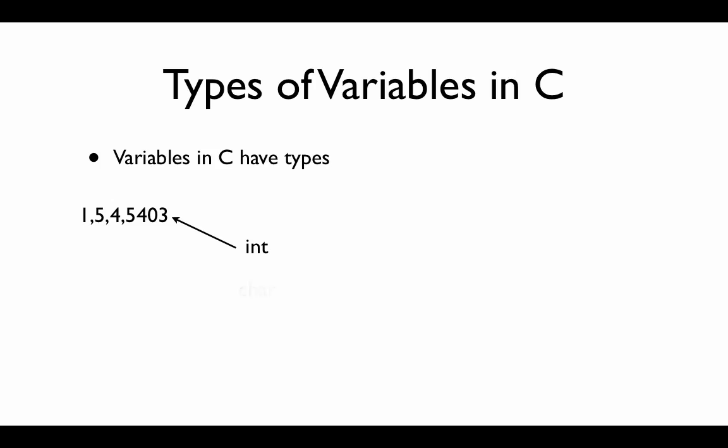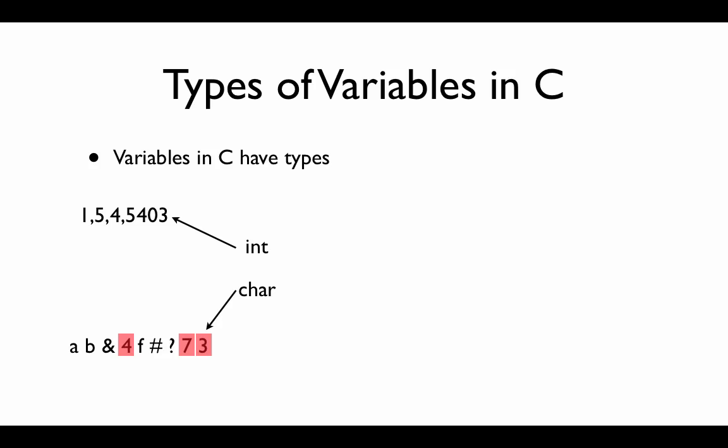Another type of variable in C is the char, or the character. It allows you to store single characters in memory, such as A, B, or F. Notice how there are also numbers inside of our characters, but these aren't numbers like integers. They are the character of the number.